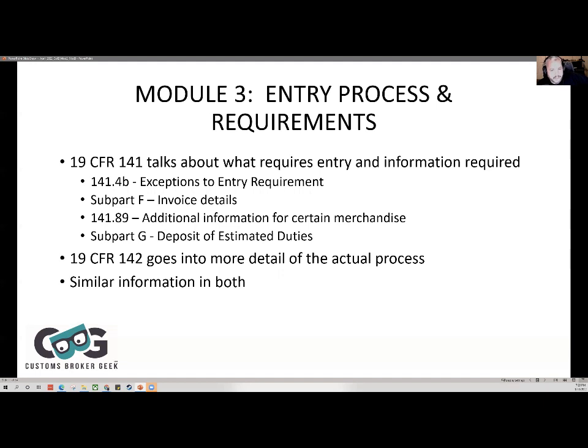141.4(b), exceptions to entry requirements. Pay attention to these and have these bookmarked. These cover anything that doesn't require an entry, any sort of exception that is made in that whole process. Subpart F goes into details of invoices: when an invoice is required, what types of invoices, and what is required on the invoice.